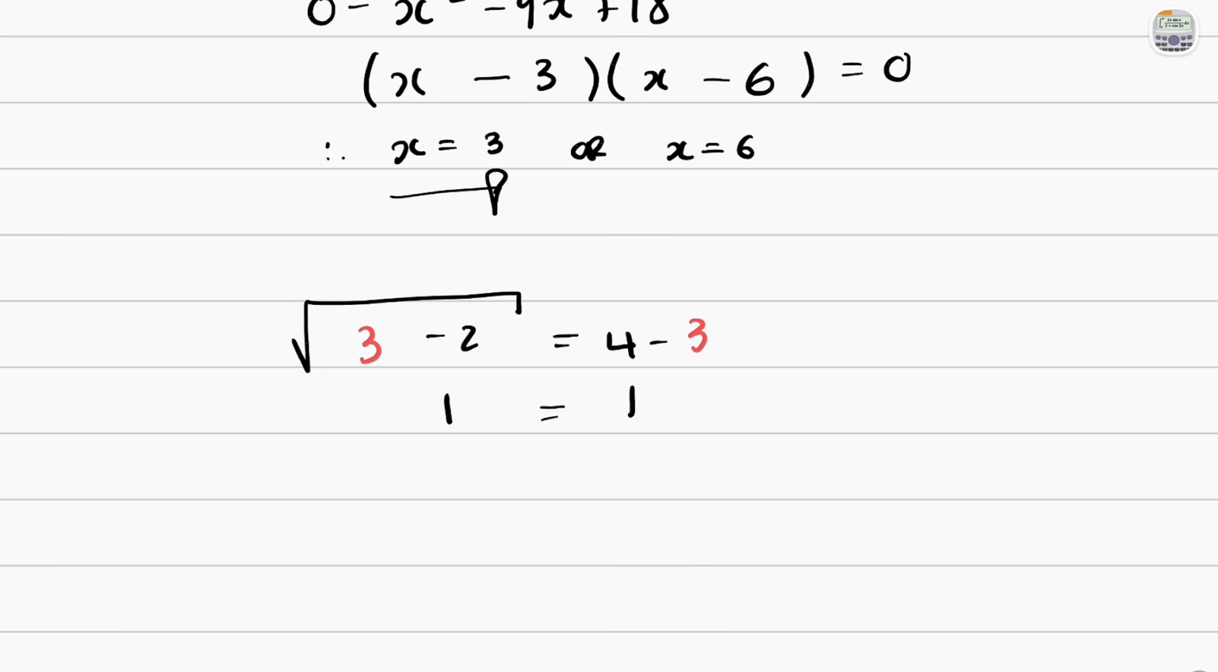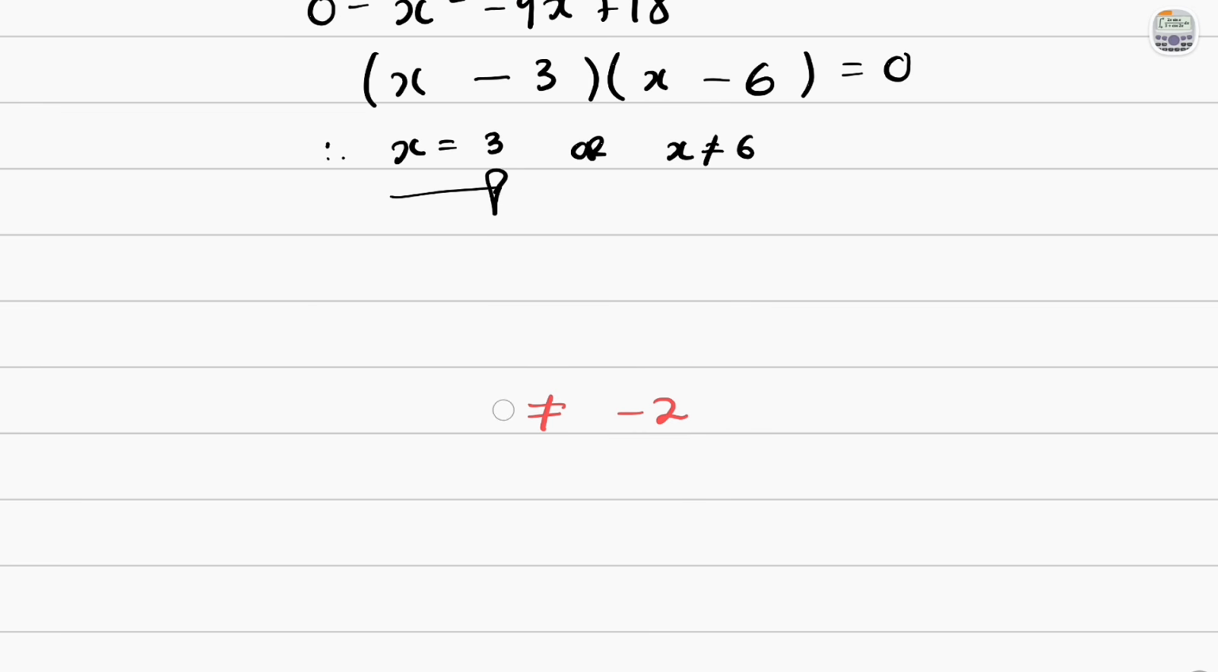Let's check 6. If we substitute 6 here and 6 here, 6 minus 2 is 4. Square root of 4 is 2. 4 minus 6, however, is negative 2. So you see how these are not the same number. Therefore, x is not equal to 6.